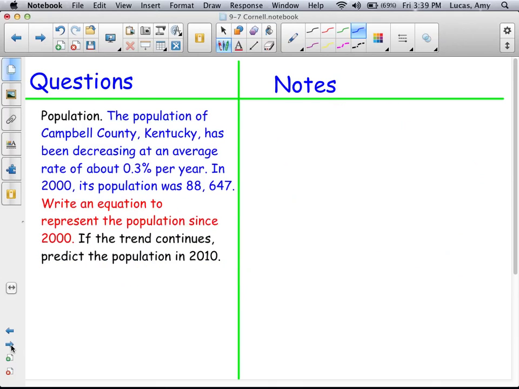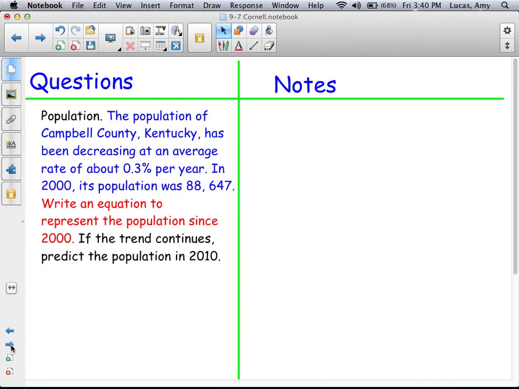Example number 2. The population of Campbell County, Kentucky has been decreasing at an average rate of about 0.3% per year. In 2000, its population was 88,647. Write an equation to represent the population since 2000.